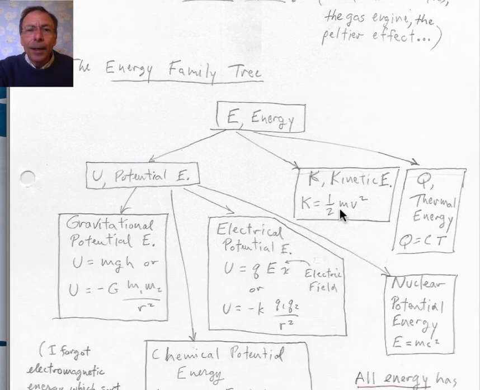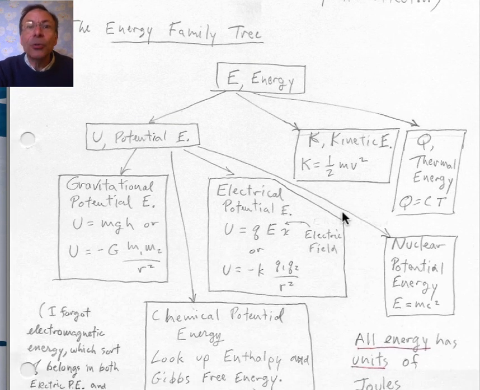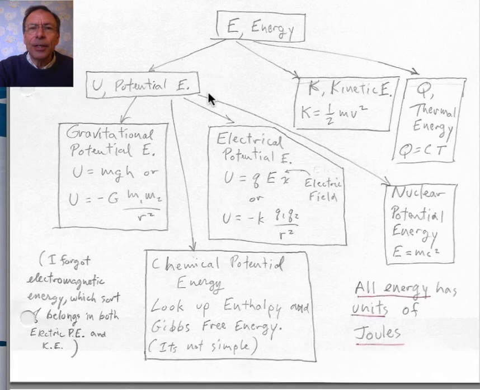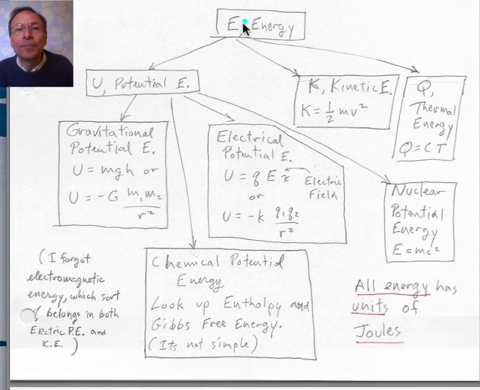All right. Now, the last thing I want to do in this short video is lay out the family tree for energy. So up at the top of this tree, we've got the granddaddy or grandmother, E for energy. And by the way, E is going to be the symbol for energy. And this breaks down to the three categories: U, which is potential energy, K, which is kinetic energy, and Q, which is thermal energy.